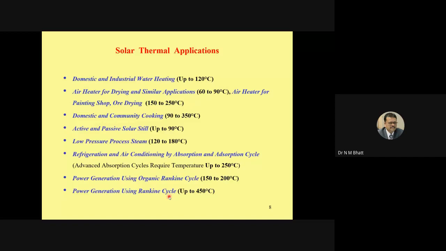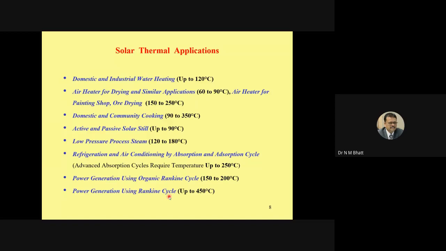Then for active and passive solar still, we can also use solar energy, because yesterday someone mentioned the scarcity of water, and one of the speakers is going to talk about the state-of-the-art desalination technique in one of the sessions. Active and passive solar stills require temperatures up to 90 degrees centigrade, and for active solar still we can use solar collectors. For low pressure process steam, in the range of 120 to 180 degrees centigrade, that is less than 10 bar steam, one can go for solar thermal collectors.